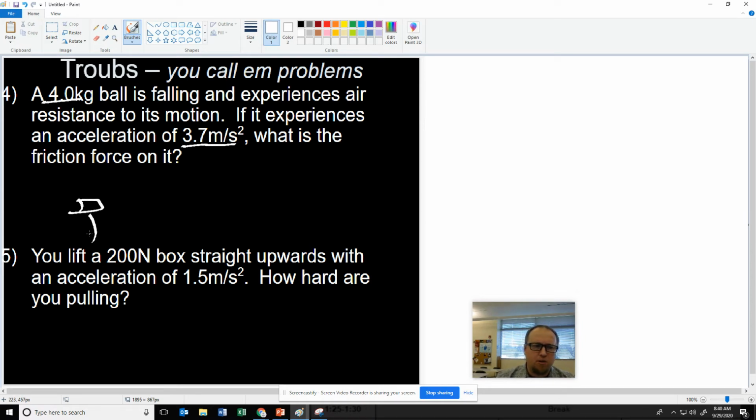A 4-kilogram ball feels a weight force. Let's make it look like a W. Weight force is m times g. The mass is 4, g is 10, and so it feels 40 newtons of gravitational pull downwards.